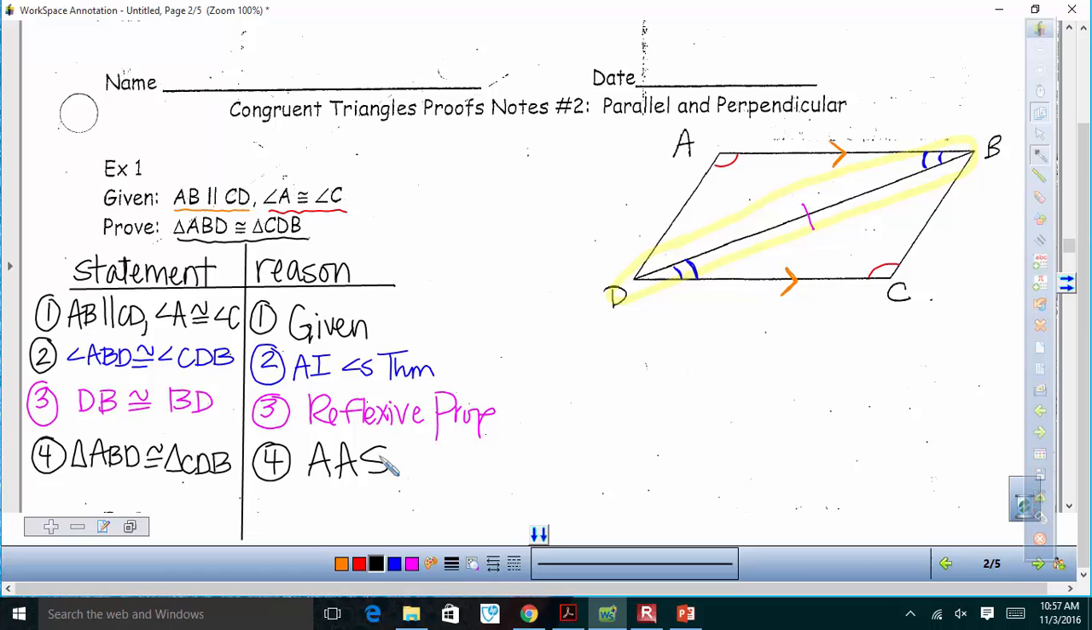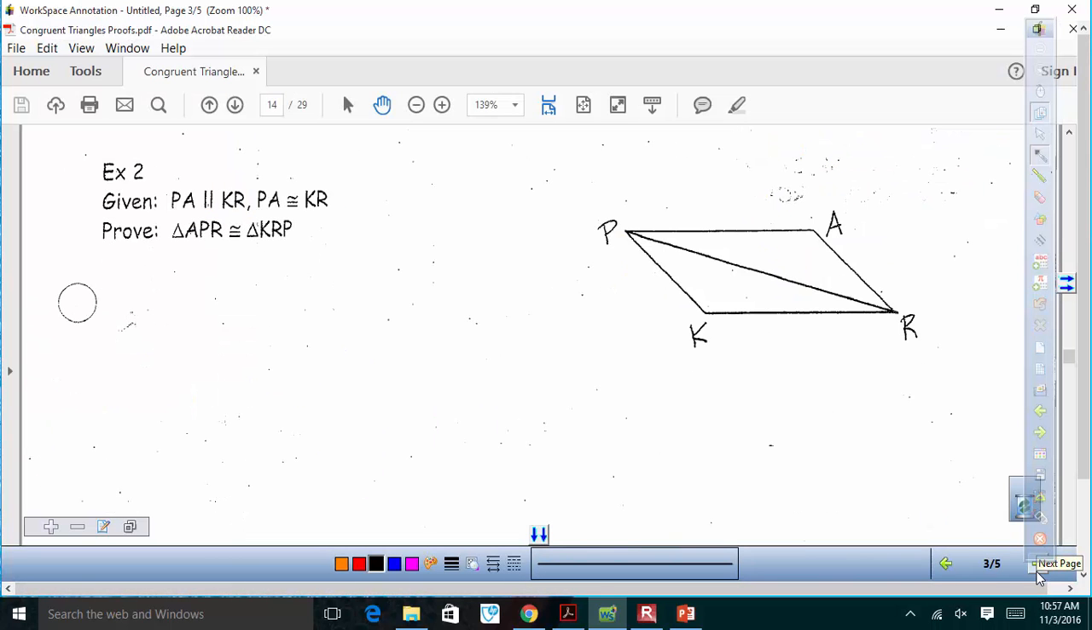Okay, so we are going to look at another one like that just to make sure we got that. So let's look at number 2.